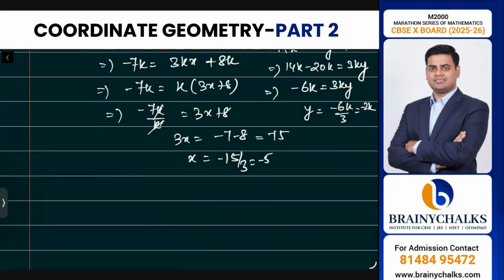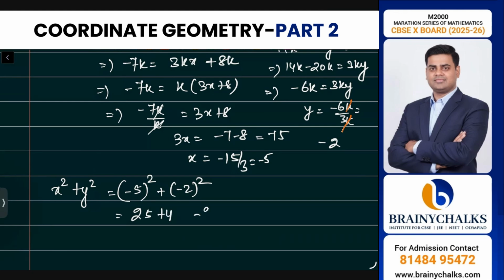Minus 2k. Now x square plus y square is equal to minus 5 the whole square. Sorry, here k gets cancelled. So the value of y will be minus 2. So plus minus 2 the whole square. So 25 plus 4, that is 29 is the answer.